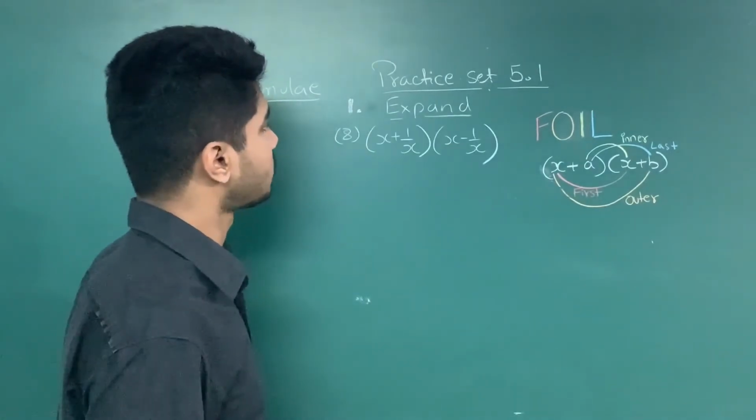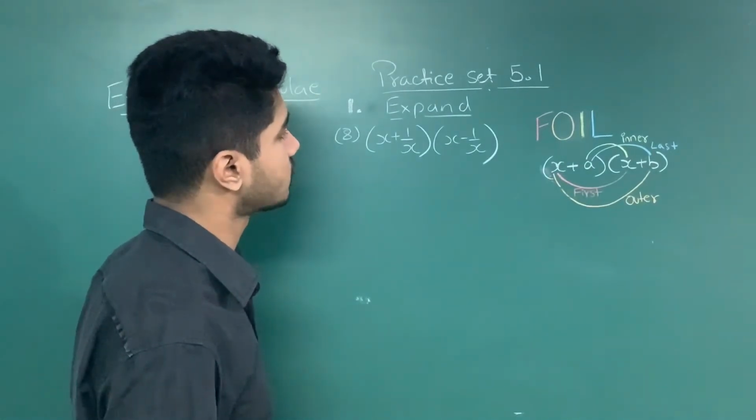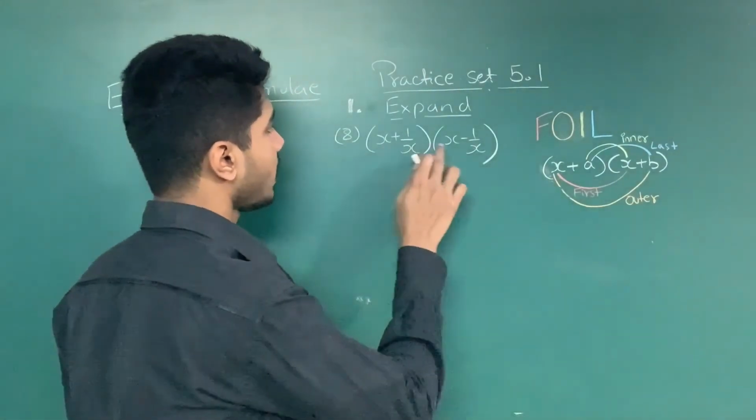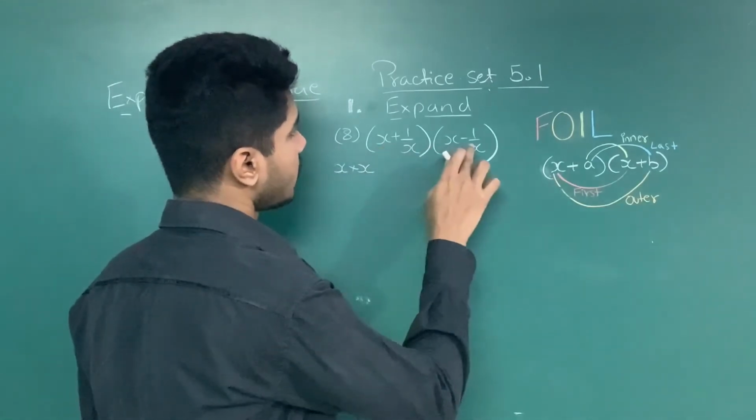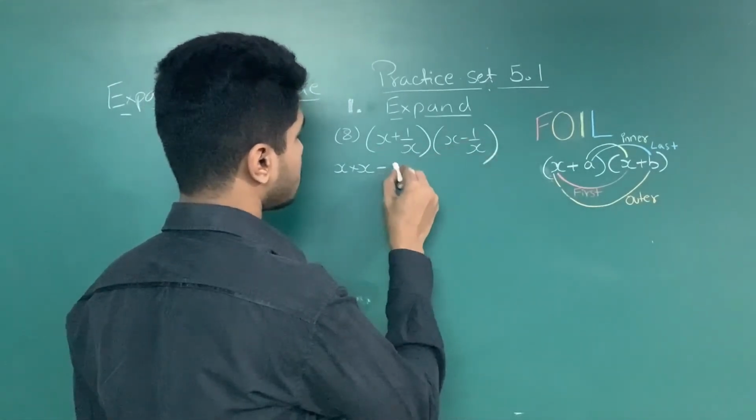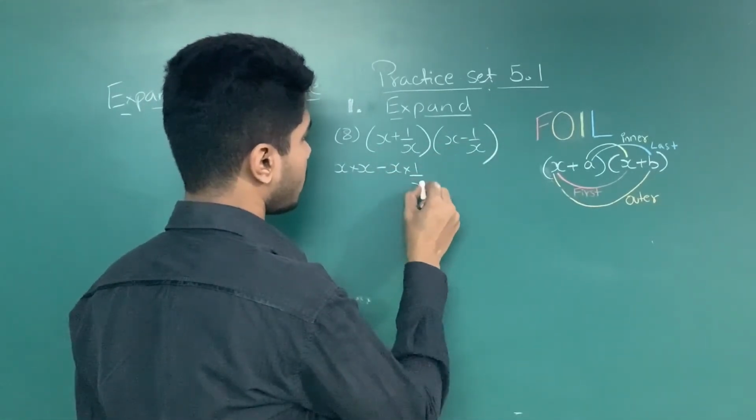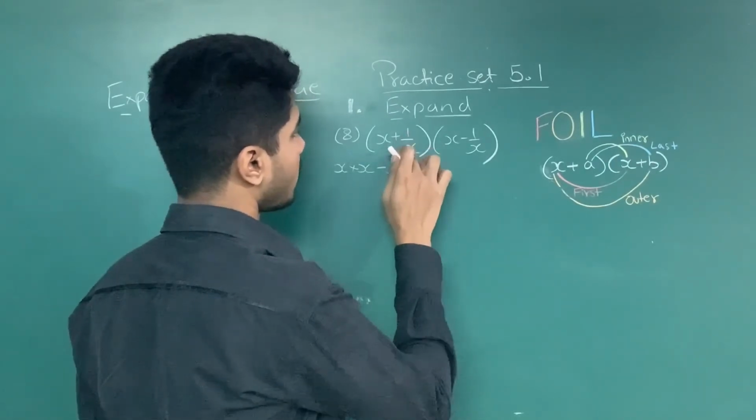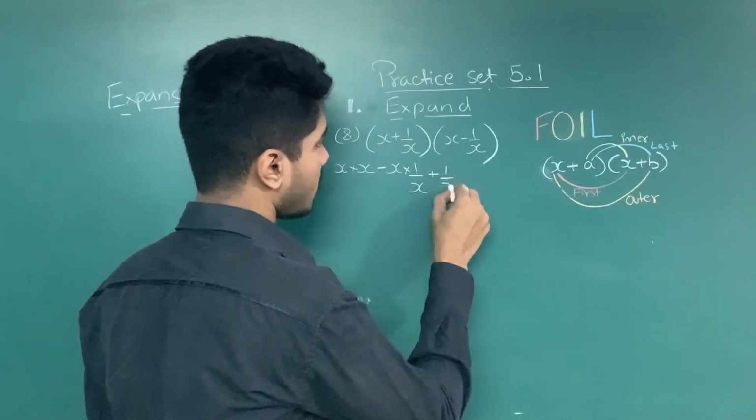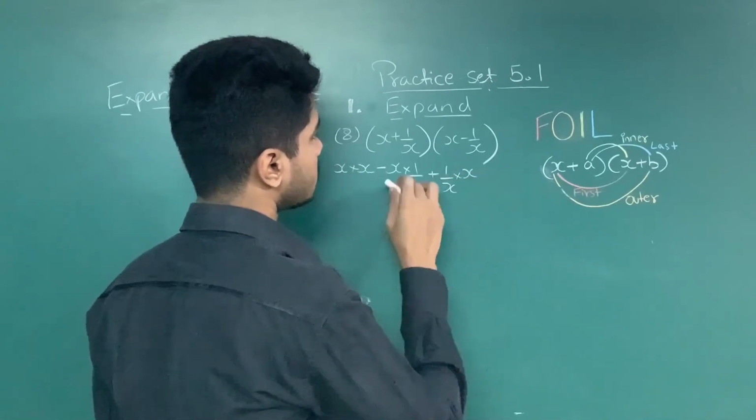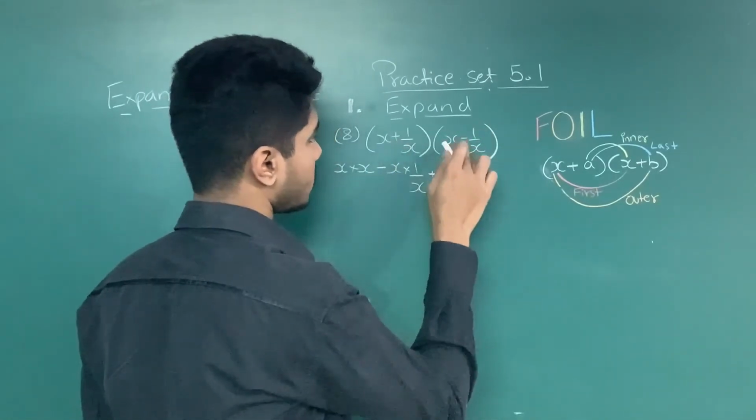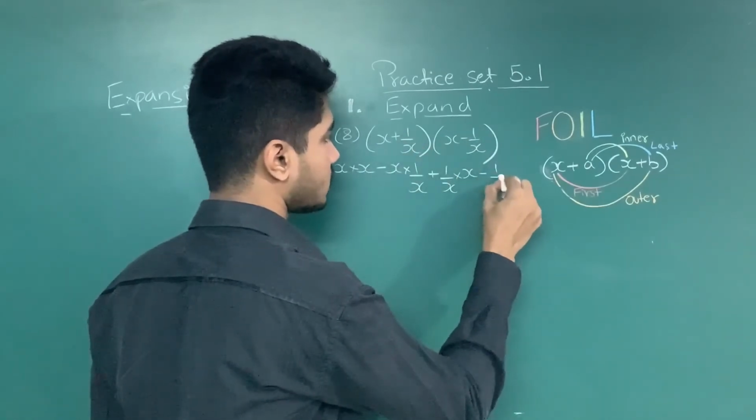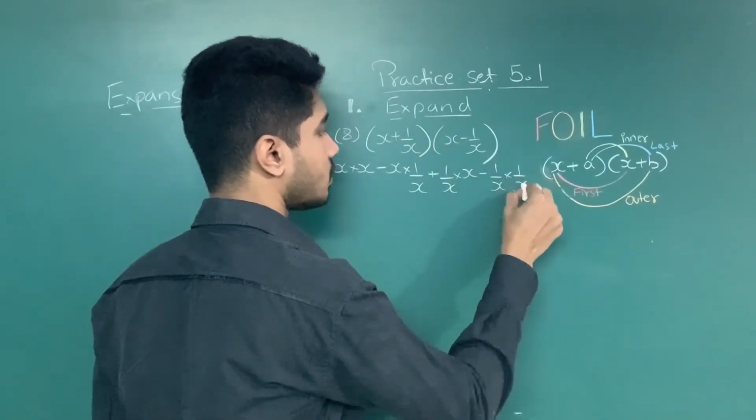8th question, (x + 1/x)(x - 1/x). So it will be x into x, x into minus 1 by x, so minus x into 1 by x, plus 1 by x into x, then 1 by x into minus 1 by x, so plus into minus will give me minus 1 by x into 1 by x.